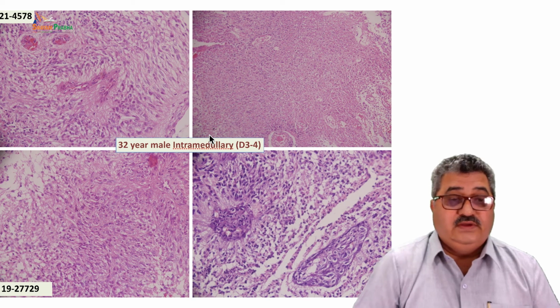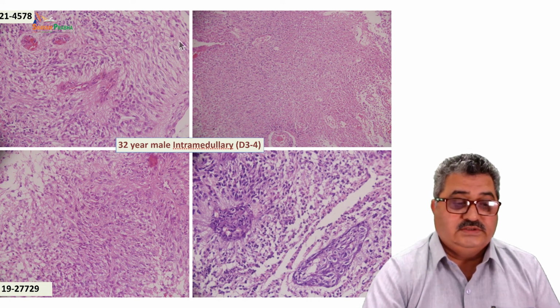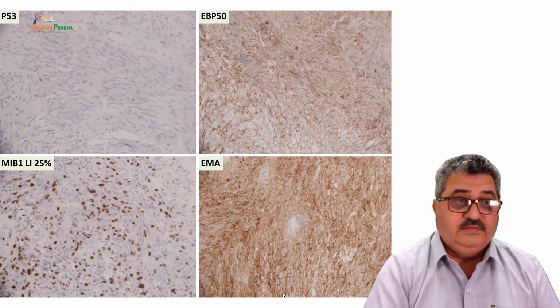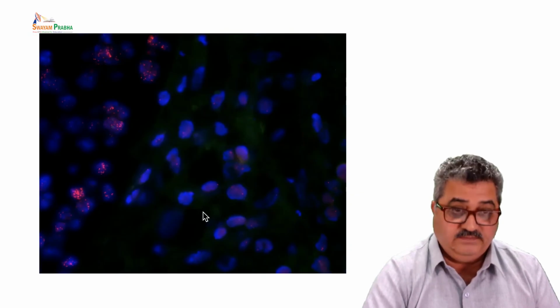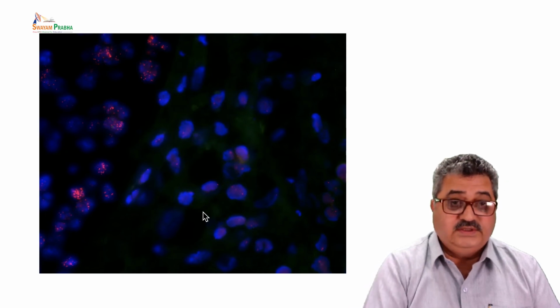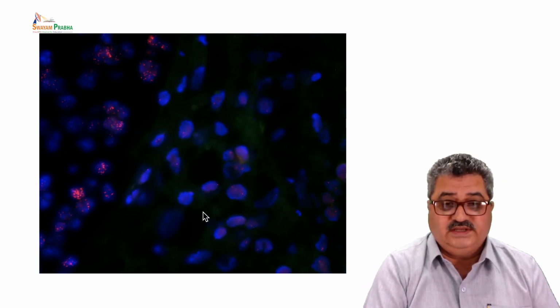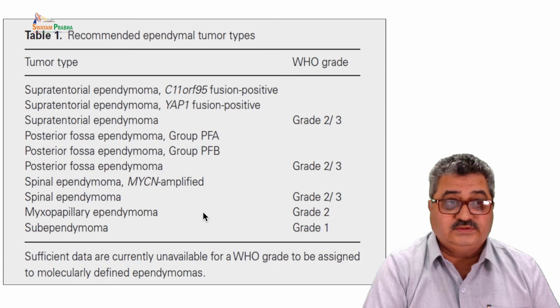This is one tumor which we have seen in a 32-year-old male, intramedullary in the D3 to D4 region. It is more cellular, with perivascular pseudorosettes, some necrosis, and some mitosis. These are some of the markers for ependymoma: EMA is positive, dot-like, and GFAP is positive, MIB is very high, and FISH shows MYCN amplification. This amplification is not seen in all ependymomas; it is rare in the spinal cord. But whenever this is amplified, it shows a worse prognosis.